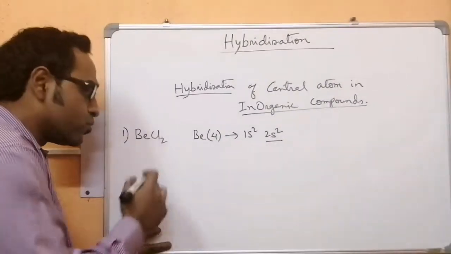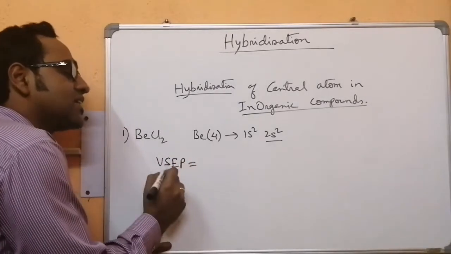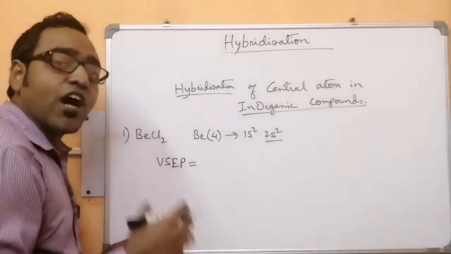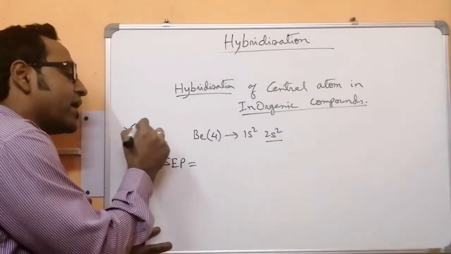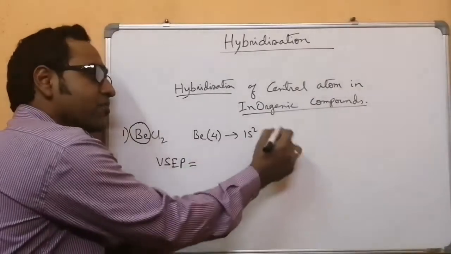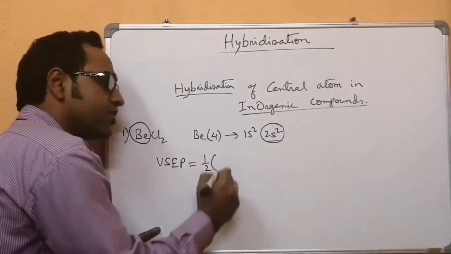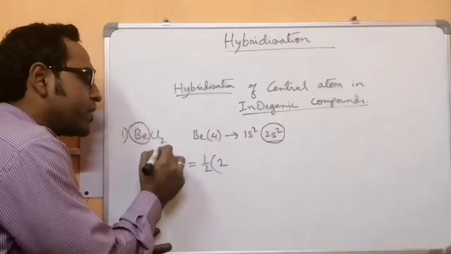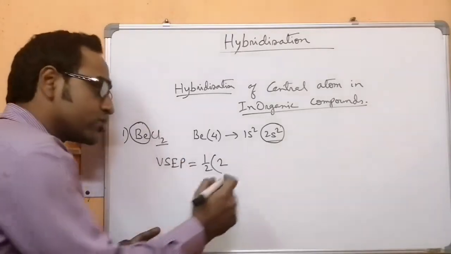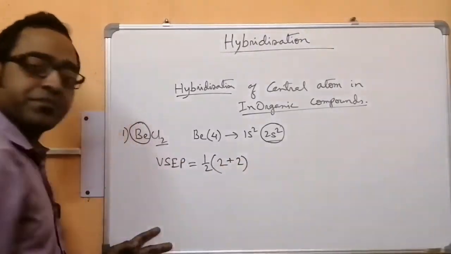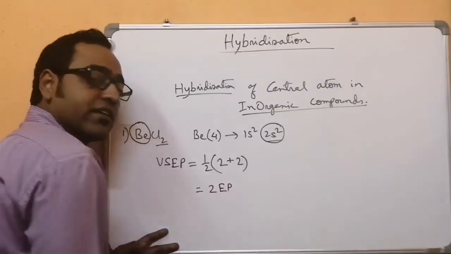Now in case of BeCl2, we have to calculate VSEP, valence shell electron pair. That means how many electron pairs are there in the valence shell of the beryllium atom. The valence shell of beryllium contains how many electrons? 2 electrons, so half into 2. Now how many monovalent atoms are there? 2 monovalent atoms, chlorine is monovalent. So we will write plus 2. So it will give 2 electron pairs.